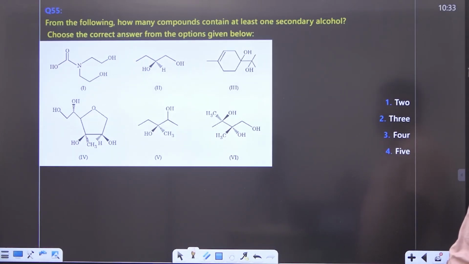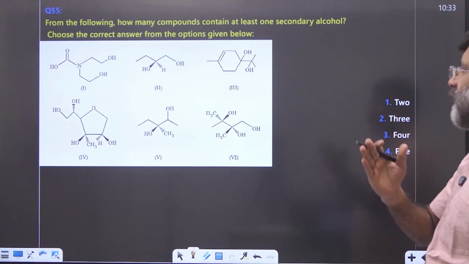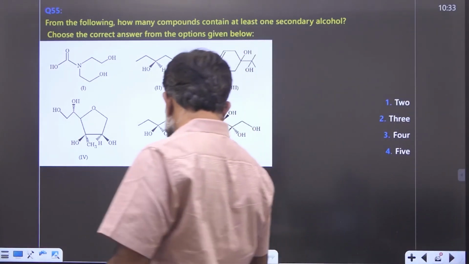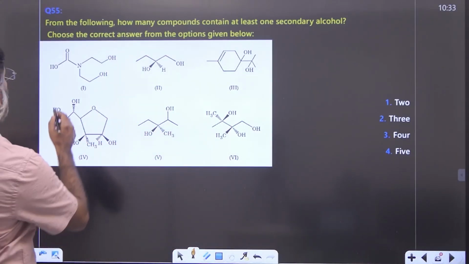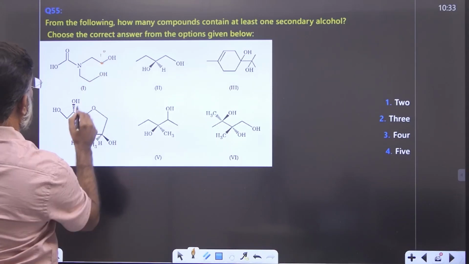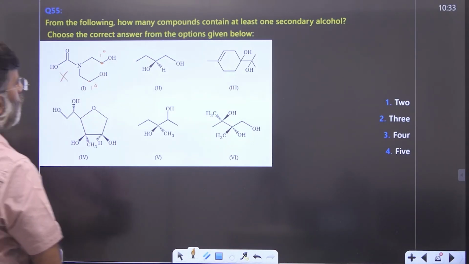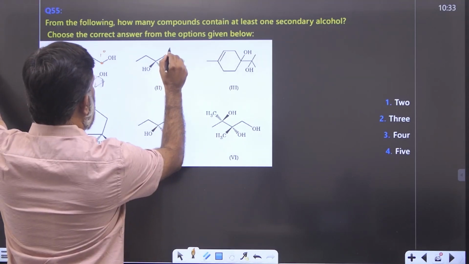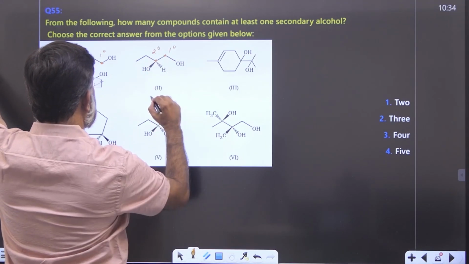From the following, how many compounds contain at least one secondary alcohol? At least one secondary alcohol. Let's verify. This is a carboxylic acid. This is a primary alcohol. This is a primary alcohol. Out. This is a primary alcohol while this is a secondary alcohol. So, in.